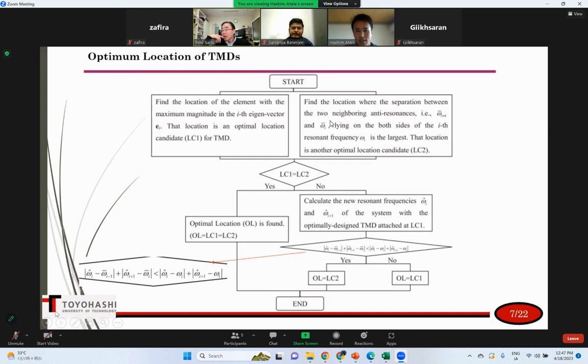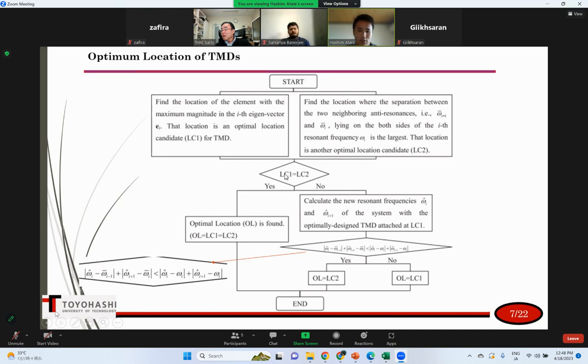In this approach, they find the separation between two neighboring anti-resonances, located on the right hand and left hand of one omega. When the separation between those anti-resonance frequencies is the largest, that location is also considered a candidate for the optimum location of TMD.